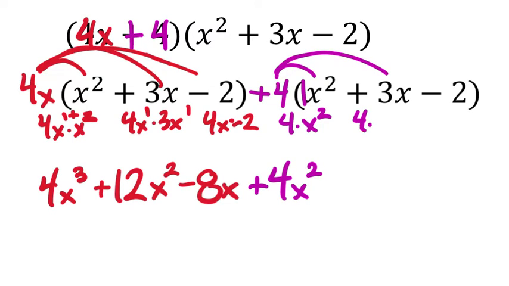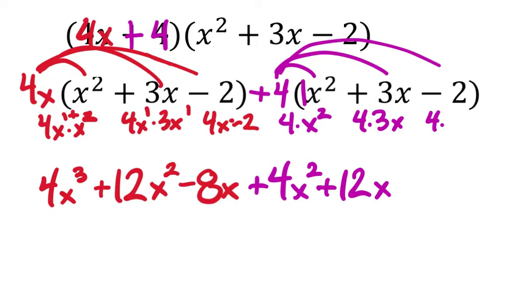So then we got 4 groups of 3 x's, which would be positive 4 times 3 is 12. That's how many x's. And then finally 4 groups of negative 2, which is negative 8. Okay, so we get 6 terms because we distributed into a trinomial 2 times. And now we just look for any like terms to combine.